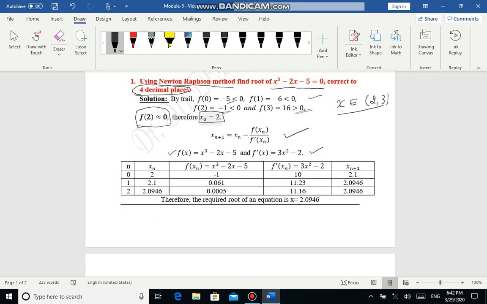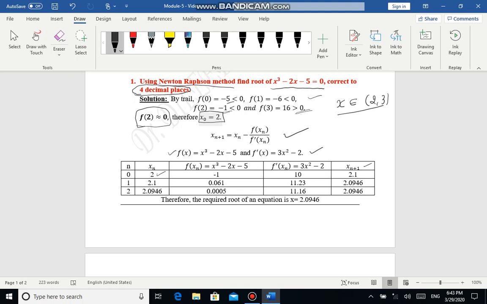Now consider we already have a formula here, xn minus f of xn by f dash of xn, and we have the equation and its derivative. Now construct the table. In this table, the first column contains the number of iteration, and then the x value, then the functional value and its derivative, and the final answer. First, in the place of n, if I replace 0, the table reduces to xn, meaning x naught. I have the value of x naught, that is 2, so I will consider that 2 here.